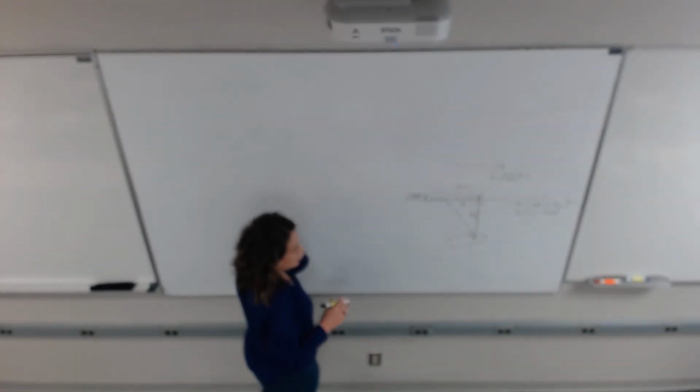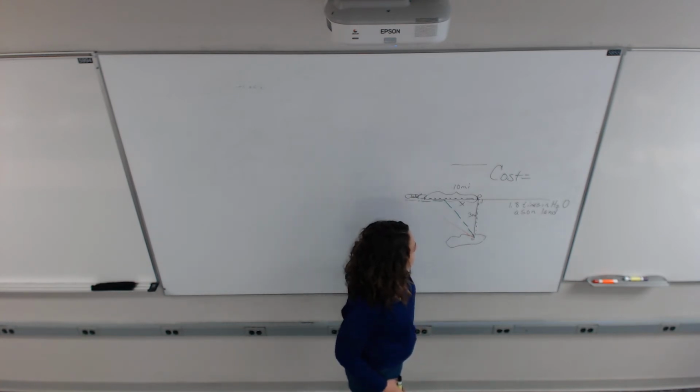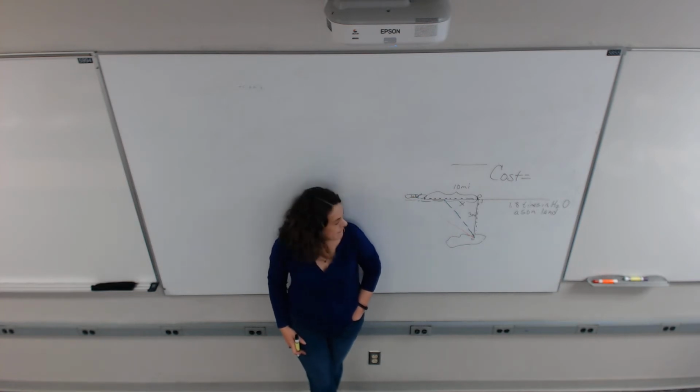How would you figure out the cost? Would you try to find X, because you're going to want to find the hypotenuse as well? Maybe, maybe not. I'm not trying to minimize the hypotenuse, I'm trying to minimize the cost.